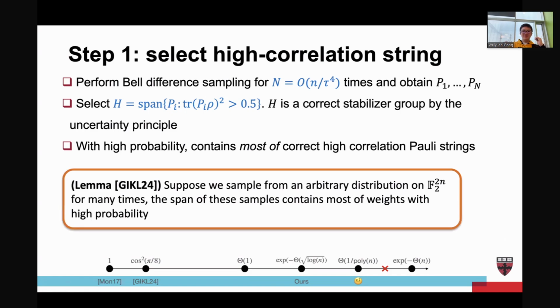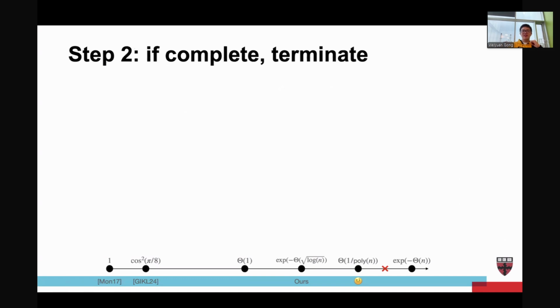And with high probability, this will contain most of the correct high correlation Pauli strings. But this is not the full stabilizer group. So there's no guarantee showing that this contains all the stabilizer group, but it is a subspace of the stabilizer group. Okay, so now what we do next is to test this H.